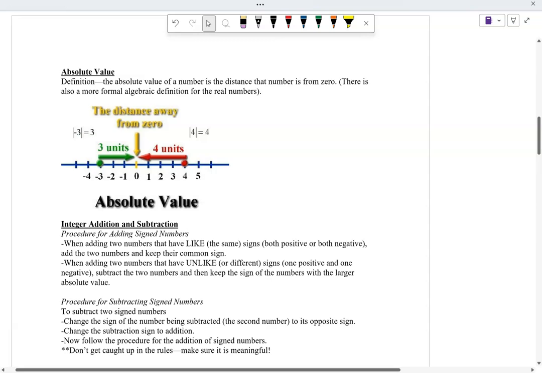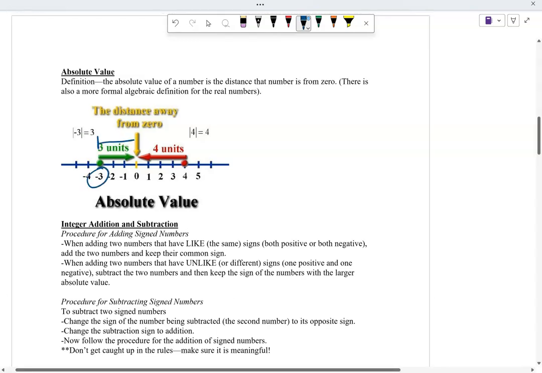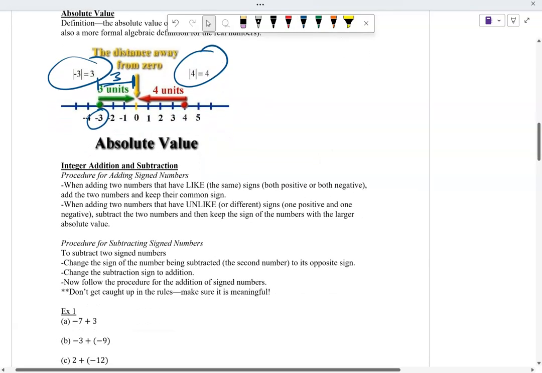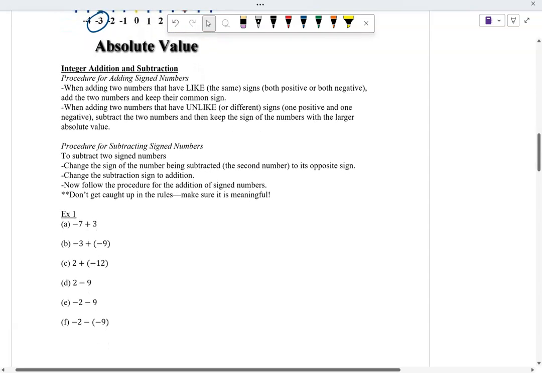Which is its distance from 0. So, for example, the absolute value of -3 is 3 units from 0. So the absolute value of -3 is 3. The absolute value of 4 would be 4 because it's 4 units from 0. There is an algebraic definition that we can get to later in the course. But in this section, we're going to go ahead and do a bunch of integer addition, subtraction, multiplication, and division. Then we'll get into operations with real numbers.